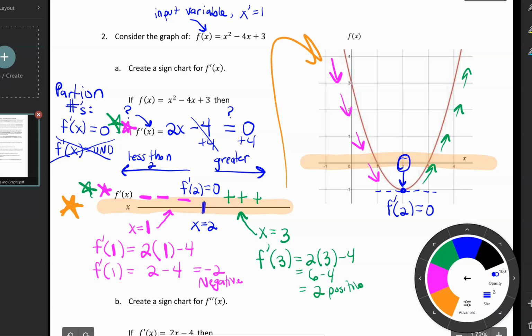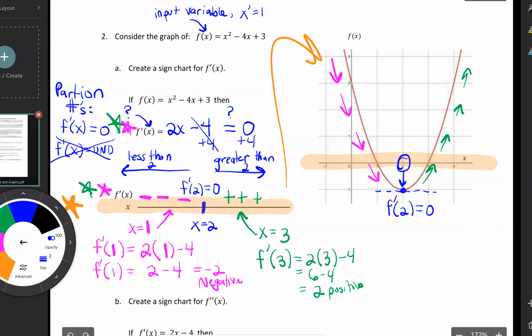And you can pick any number less than 2. I happened to pick the number 1, but I could have picked 1.5. I could have picked negative 10. And then I can pick any number greater than 2. 2 is just that partition number. Since when x is 2, the output was 0, there's a possibility I could go from positive to negative if I cross through the number 0. And in this case, I did. I changed from negatives to the left of 0, and then I changed to positives to the right of 0.